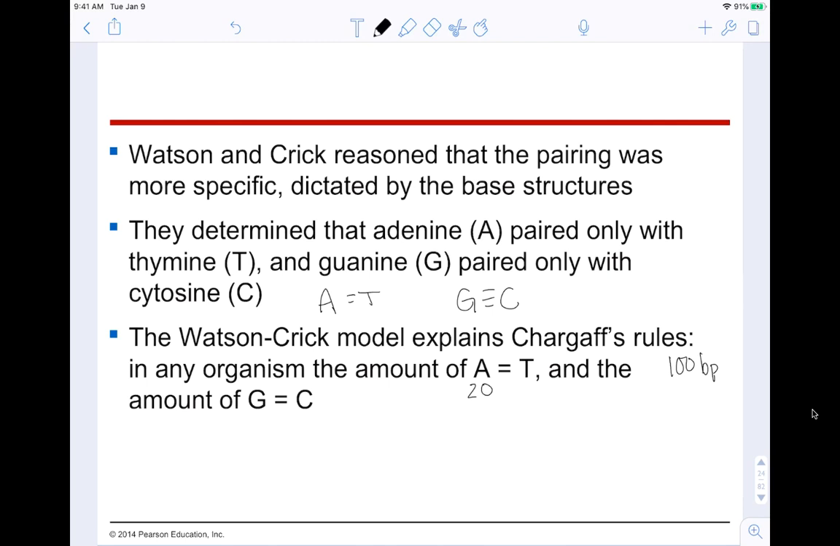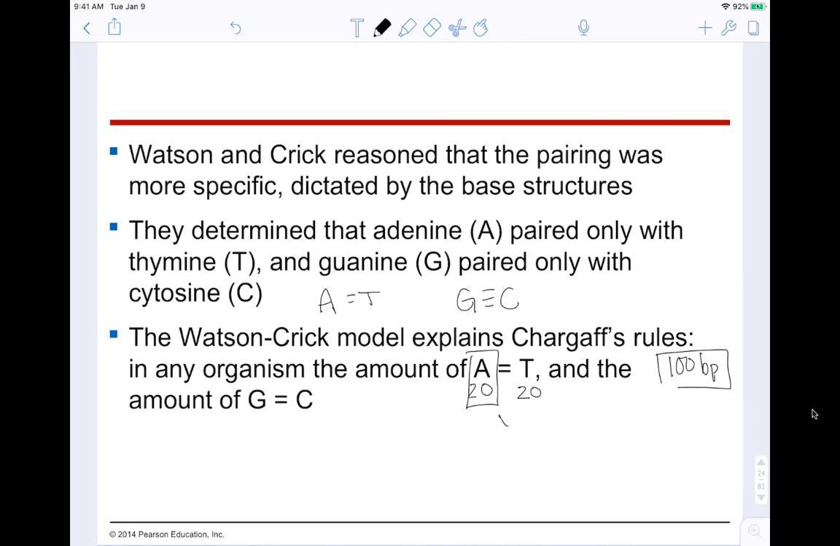You are given the total, and you are given one of the bases. Well, we know we have 100, and if 20 of them are A, and A and T always pair together, that means that 20 of them also have to be T. That has to be true. You can't have 21 A and 19 T, then you have guys without buddies, and you can't have that. Okay, so they have to be equal.